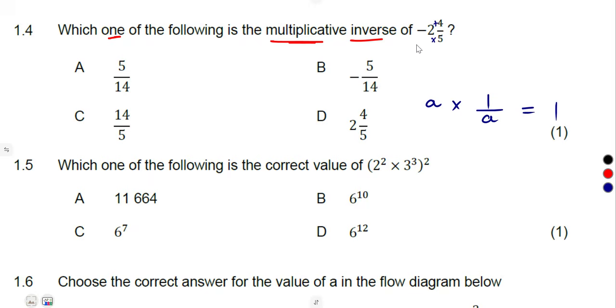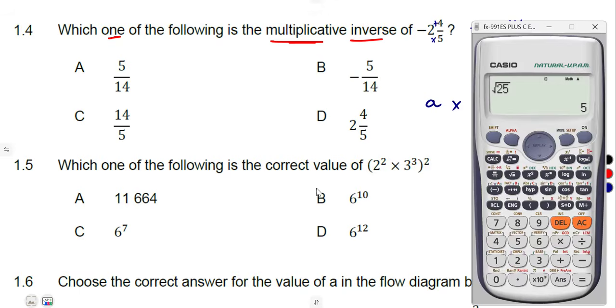Just ignore the negative that we are seeing there. Ignore the negative. Just work out the numbers. 5 times 2, which is 10. 10 plus 4, which is 14. But we know that there is a negative. So it's negative 14 over 5. Or if you do not understand, use your calculator on this part, on this one where there is a fraction there.